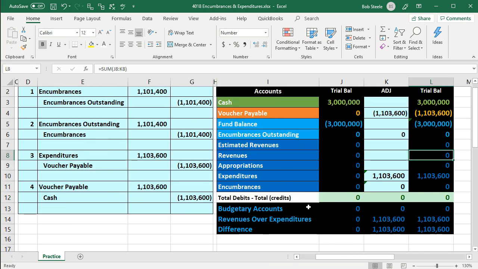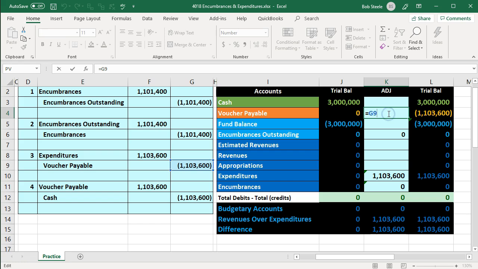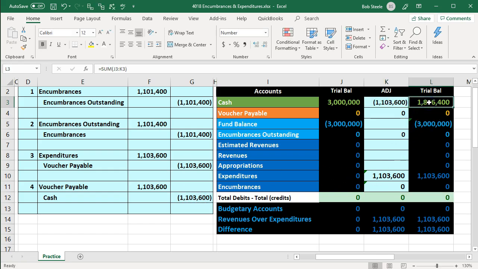Okay, and then if we post this out, then I'm going to go up top. We're going to say something's in vouchers payable. I'm going to double click on it, go to the end of it, plus, and then point to that 1103600. And then we'll go to the cash and say equals, and we're going to go to the credit side and reduce that amount. So there we have that.